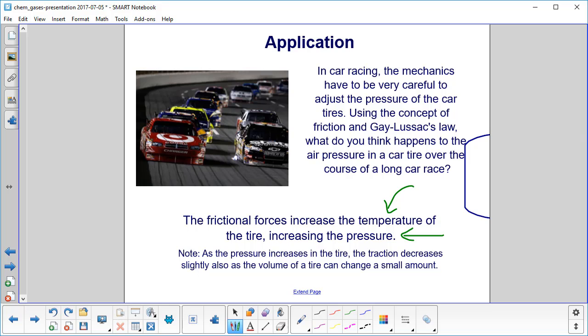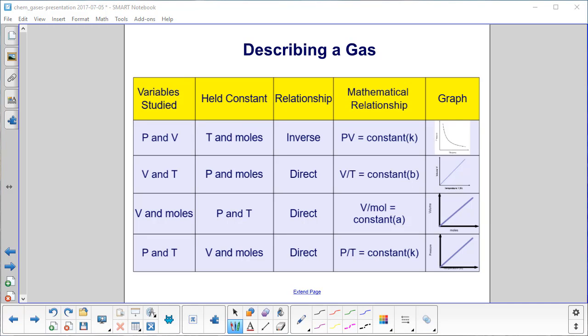So the mechanics continually have to adjust the air pressure when the cars come in for their little pit stops. Summarizing everything we've talked about on these four variables, this fantastic little chart here. On the left, we talk about the two variables that we're looking at that can change. Here are the two variables that stay the same, and we have a total of 4, so clearly 4 minus 2 is 2.